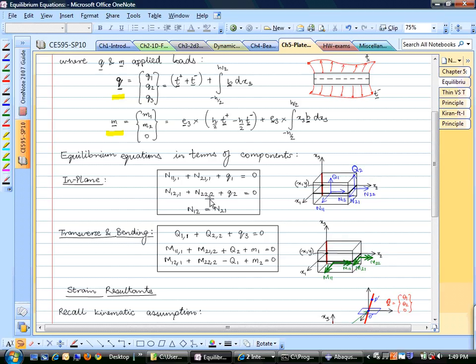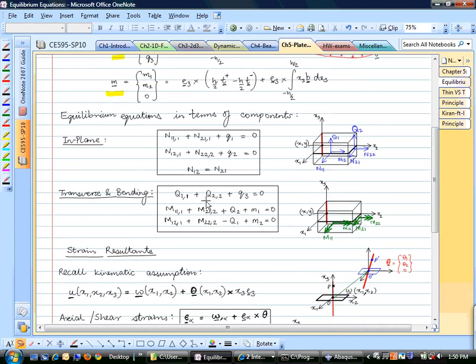Similarly, in the two direction, you have in-plane force equilibrium, and this is nothing but a very similar equation to what we have when we say shear forces N12 and N21 have to be equal. Shear stresses have to be equal. So the corresponding equation that we get for shear stresses is for these shear resultants. Similarly, for the transverse and bending equation, we have this equation in the third direction, that is saying that the rate of change of shear force in the one direction, plus rate of change of shear force in the two direction, plus applied load in the three direction have to be 0, and the two moment equilibrium equations.